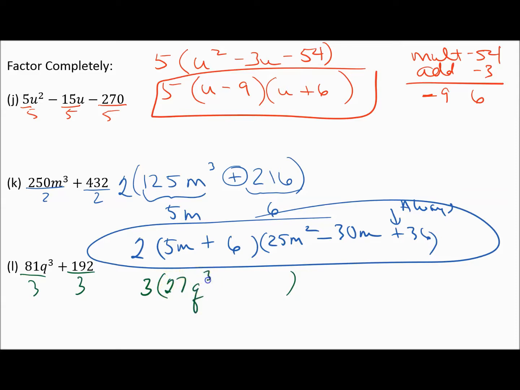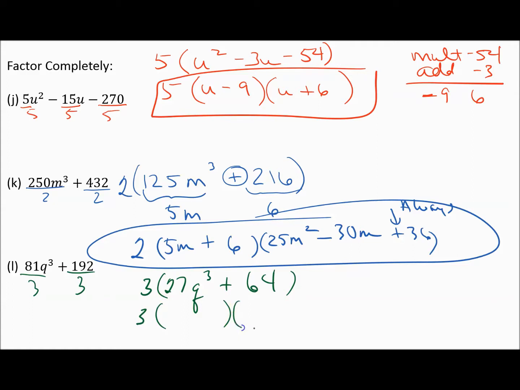That's 27q to the third. 3 goes into 192 64 times. Originally, this was a plus, so that's still a plus. Now, when I look at this, once again, we have a sum of cubes. 27q to the third is a perfect cube. 64 is a perfect cube. So the 3 remains in front.